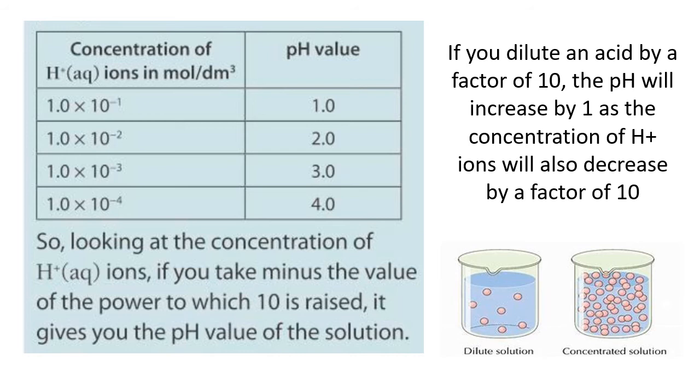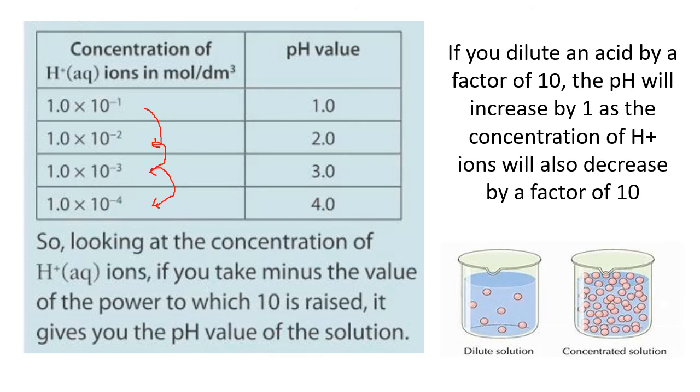Now, if you notice the trend going down and down, each time the pH is increasing by 1, but the concentration is decreasing by a factor of 10. So in other words, if you dilute the acid by a factor of 10, or dilute that solution 10 times, the pH increases by 1. This is just written out in standard form, and it shows quite a nice way to remember.